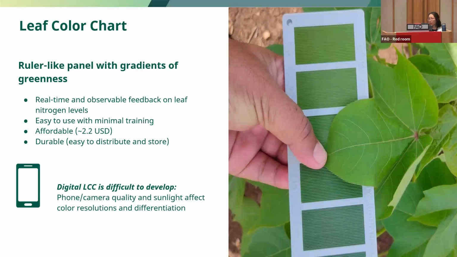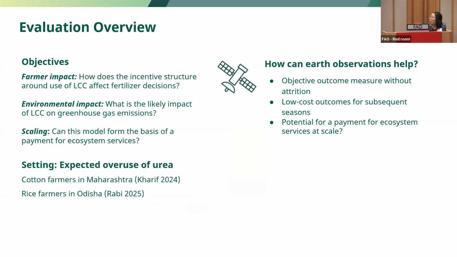And when we started piloting this a few years ago, we also looked into digital LCC. There's quite a lot of investment in there, but there are, at least at that point, technical issues of color calibration to get the colors right on different types of phones, different camera qualities and so forth, that seemed quite difficult to overcome. So in this evaluation, we are focusing on the physical leaf color chart.